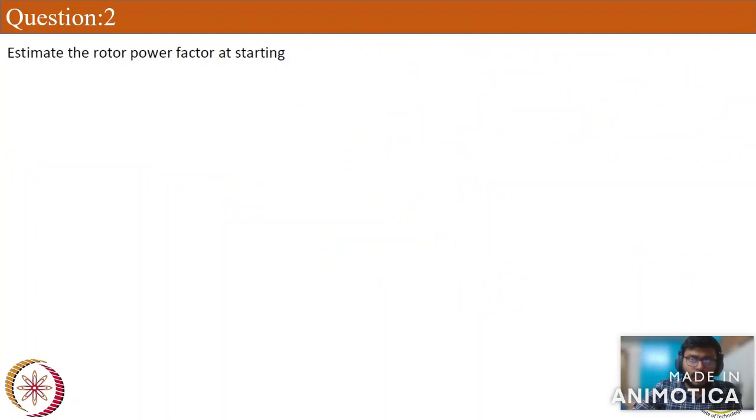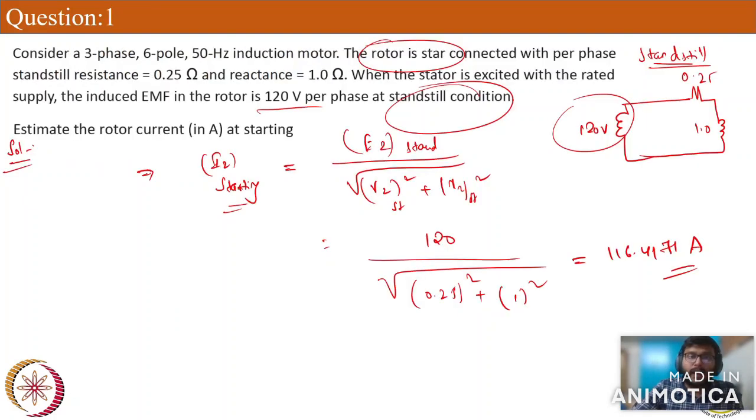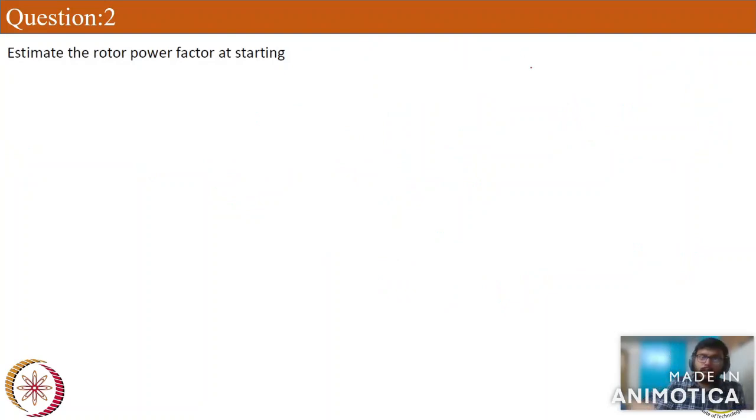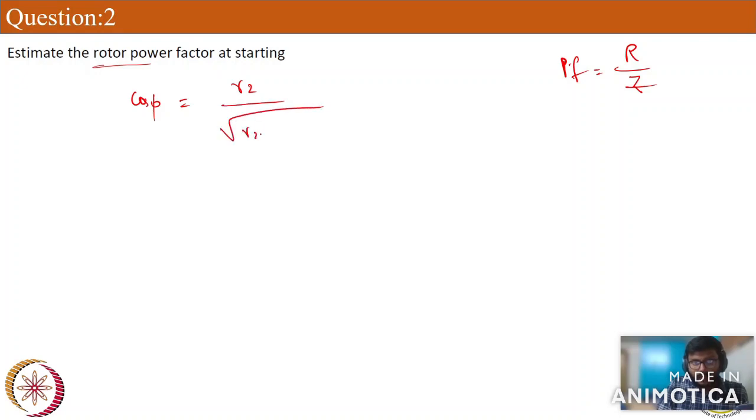Now let's go to the second question. We have to estimate the rotor power factor at the starting. So again, at the starting condition S is equal to 1, and the power factor is nothing but the resistance component by the impedance component, that we know. So cos phi will be the rotor power factor. What is the resistance in the rotor? That is R2, and the total impedance is the square root of R2 square plus X2 square. There is no concept of slip here because at the starting S equals to 1.